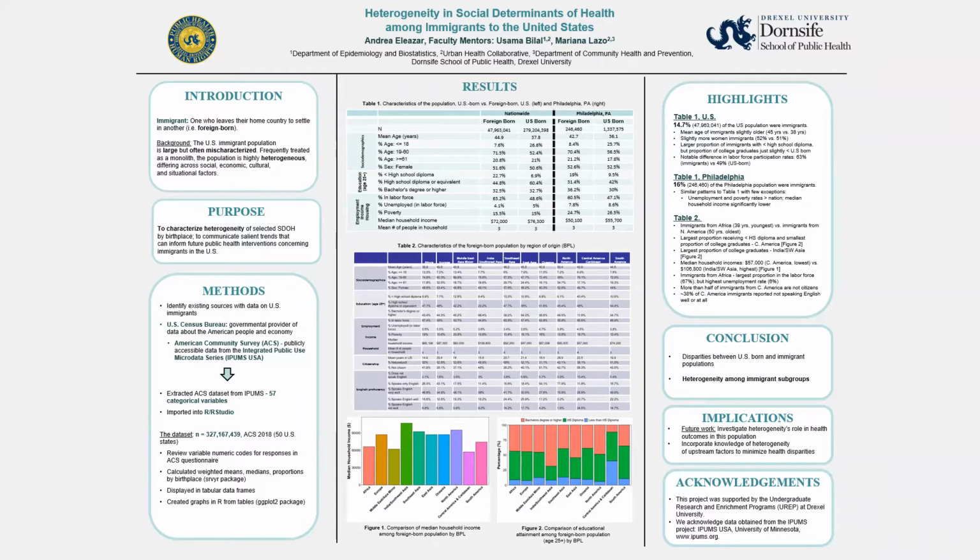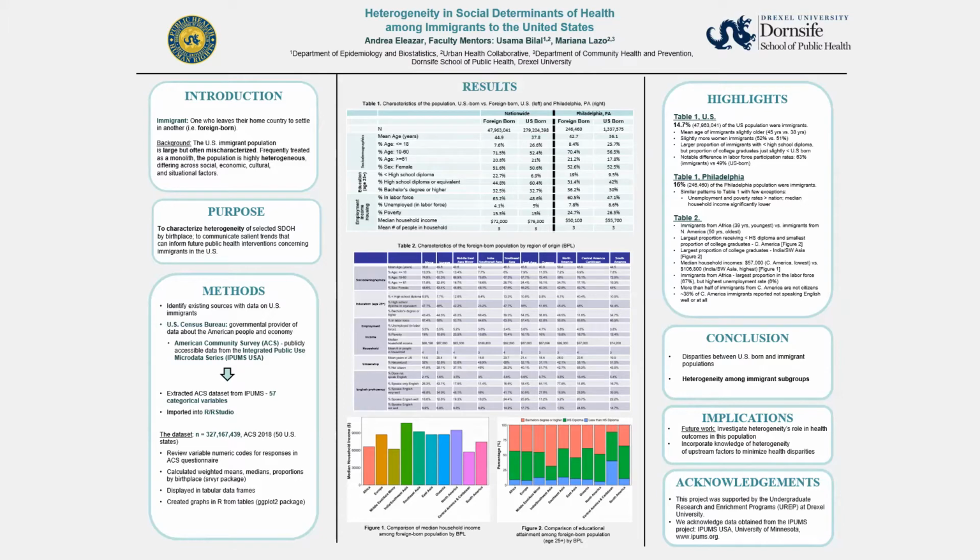Table 1 compares the US-born and foreign-born population side by side on a nationwide level and on the Philadelphia level. It includes demographic characteristics like age, sex, citizenship, and also socioeconomic characteristics like education, income, poverty, and unemployment rates, and also English language proficiency.